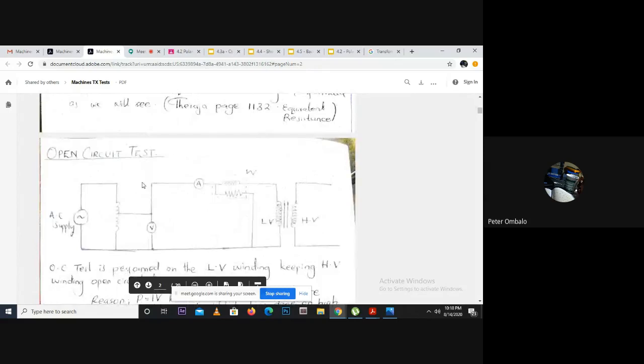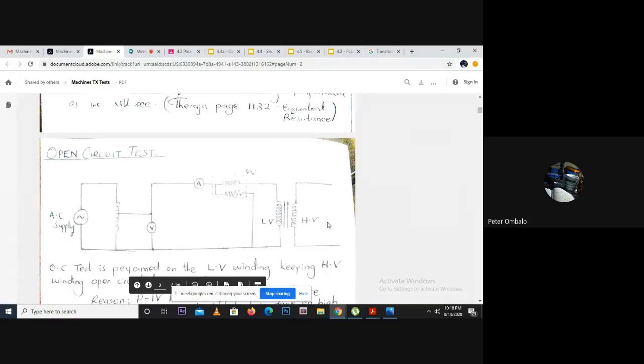Right, so if you have an open circuit diagram like this one, we have an ammeter, we have a voltmeter. The voltmeter is connected across the input terminals of the transformer. This is an external transformer, but this is the transformer on which we are conducting the test. So this is the input voltage, and this is the input current.